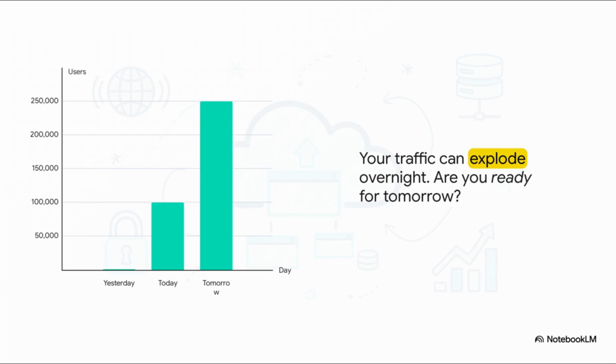This chart right here, this is every developer's dream and their worst nightmare all at the same time. Yesterday, 1,000 users. Today, 100,000. In the old world of physical servers, your site would already be a smoldering crater. So the question is, how do you handle tomorrow when you have no idea what's coming?